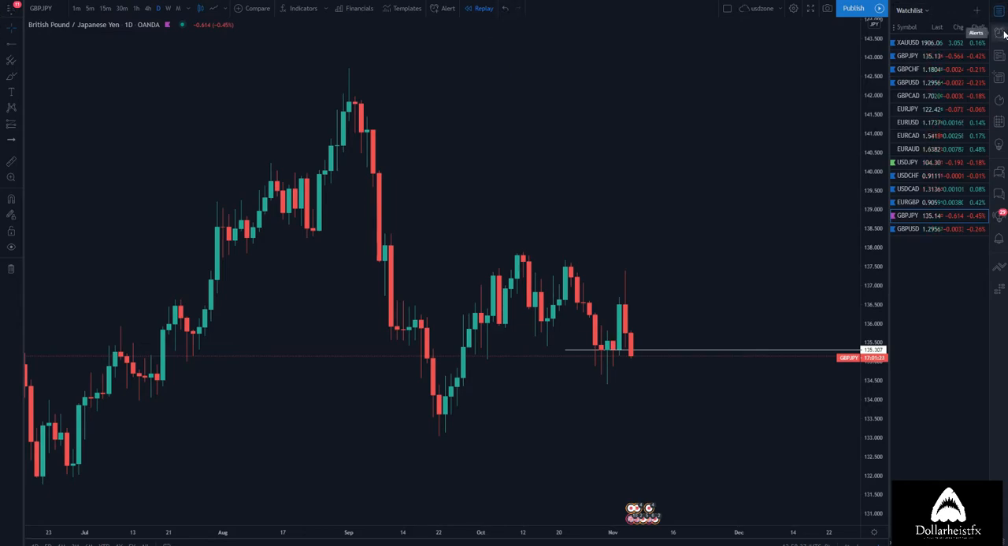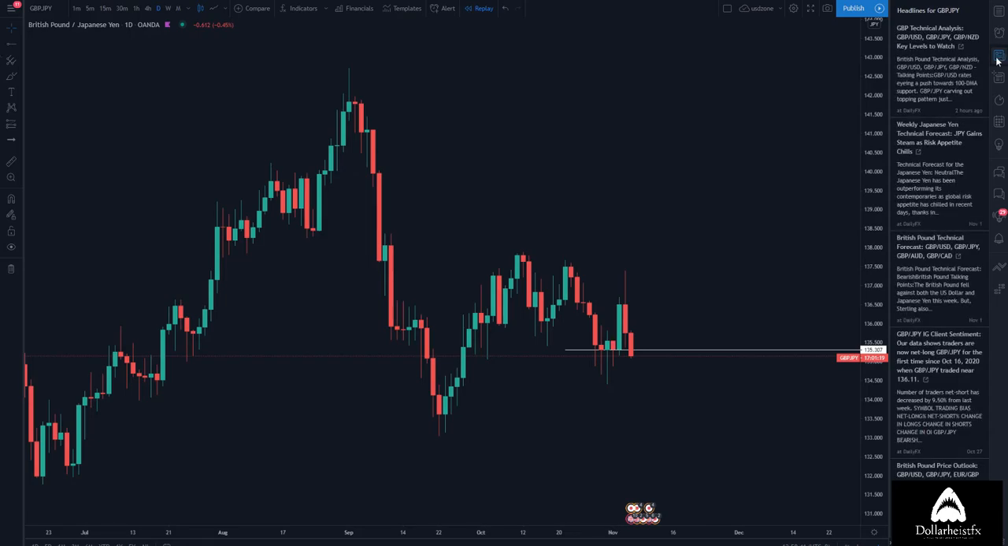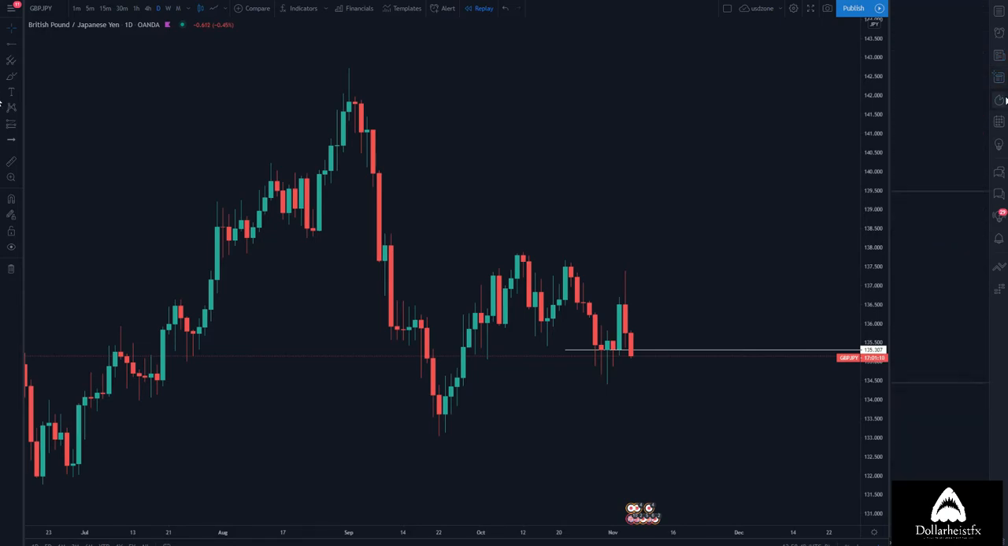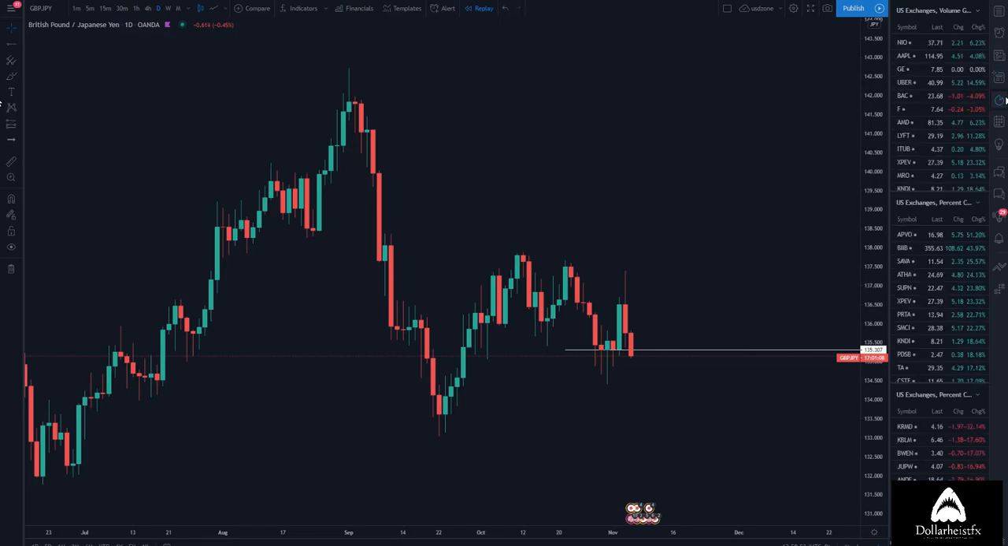For those who don't know how to use it, right here you have a watch list, and right here you have alerts. Right here you have all the news, all the headlines on certain currency pairs. Right here you have a data window, which is not actually important. And this right here is a hot list. This also is not something I use.